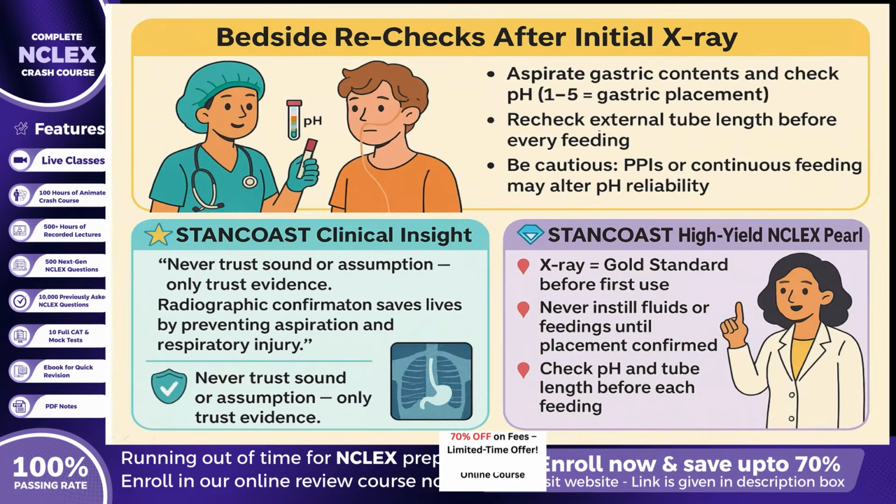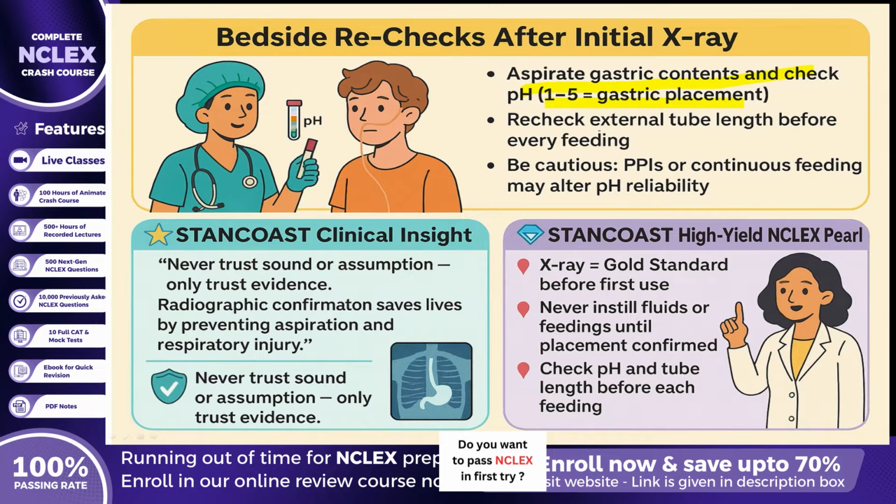In addition to radiographic confirmation, nurses may employ secondary bedside techniques, such as aspirating gastric contents and testing their pH. Normally, gastric aspirate has a pH between 1 and 5, indicating the presence of acidic gastric fluid. However, in patients receiving proton pump inhibitors or continuous tube feeding, the gastric environment may become less acidic, which limits the reliability of pH testing alone.